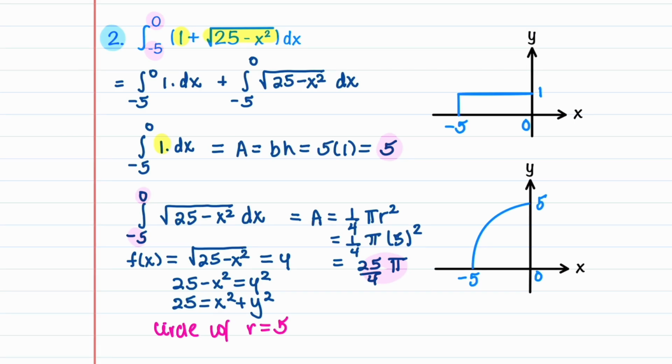Now all we have to do is add both of these up to get our final answer. So let's write down that our answer is going to be our first area, 5, plus our second area, which is 25 over 4 times pi. And there's our answer.